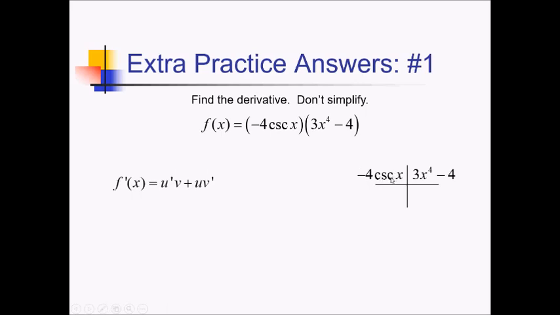Cosecant is normally negative cosecant cotan. So with a negative 4 out in front, that's going to be 4 cosecant of x cotan of x. 3x to the fourth, that'll become 12x to the third. The 4 gets zeroed out.